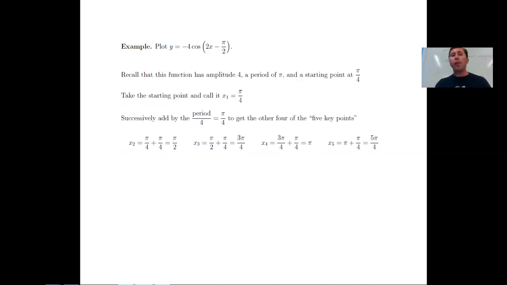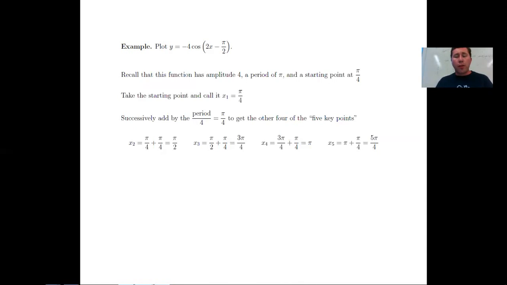So to summarize, this function has amplitude 4. We're pi periodic, and we're going to start at pi over 4. That's going to be our starting point. Take the starting point and call it x1. We're going to successively add by the period divided by 4. So our period in this example was pi, and divide that by 4. That's how we're going to add successively to get all of our 5 key points. It's a coincidence in this example that the starting point and the period divided by 4 are the same value.